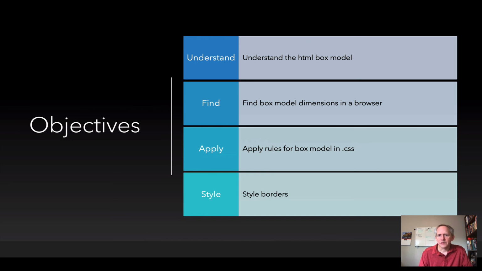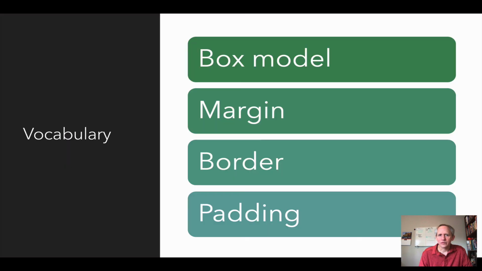We wanted to find box model dimensions in a browser, and we looked at 3 different browsers. Sorry, Edge, you haven't quite reached that level, but I'm going to do that yet. We applied rules for the box model in CSS, and we styled borders. Remember that the box model is the box of the contents, padding, border, and margin around every element. The margin is the space between that element and the next element. The border is the line that goes around, and the padding is the space between the contents and the border. And I think that's everything that we did today.